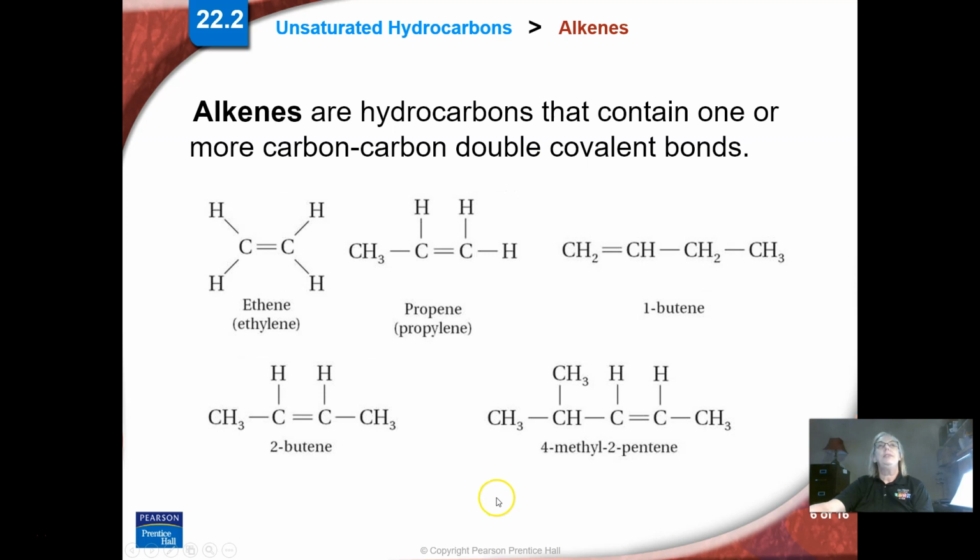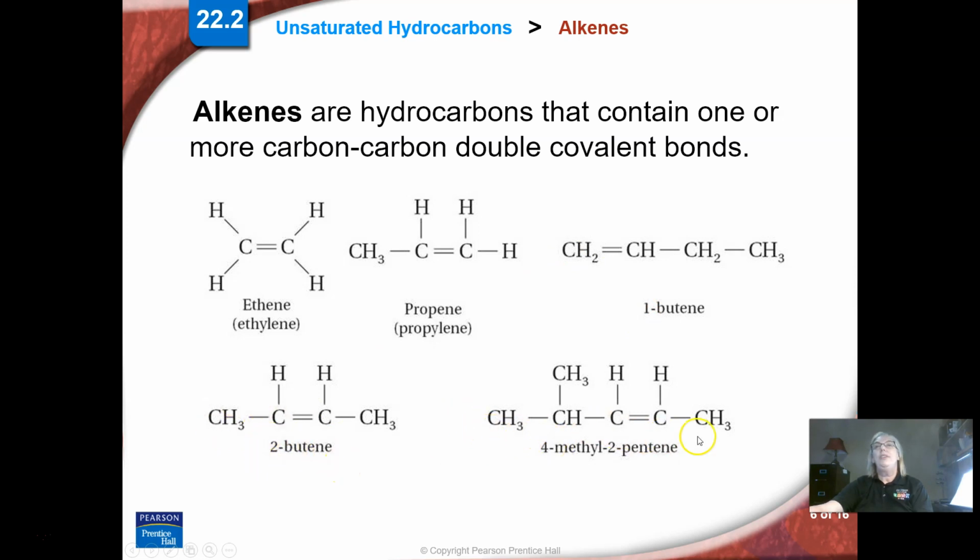So here's some examples. Remember, 2 carbons is eth. So ethene means that ene means there's a double bond. Prop, 3 carbons, prop, ene, double bond. 4 carbons, but, ene, double bond. Here's another butene, but the double bond is in a different place, so we have to say where the double bond is. Here it's on carbon 1. And here it is on carbon number 2.